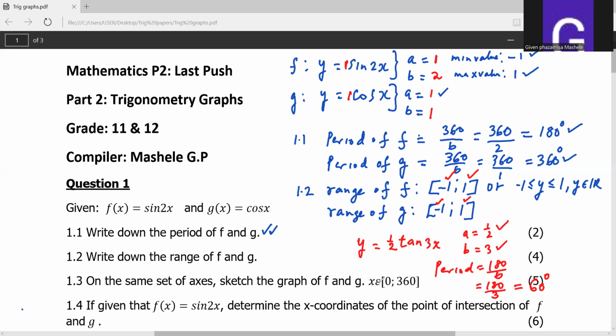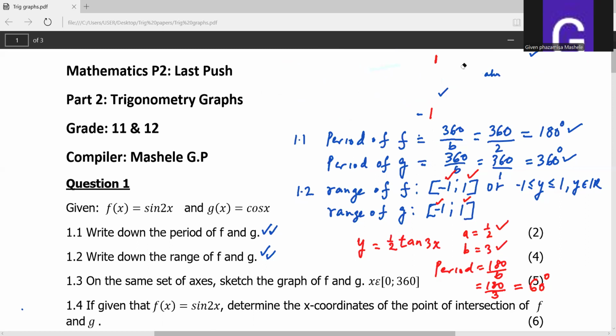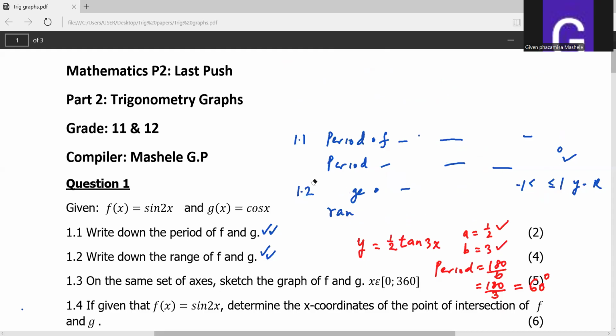But before moving on to the third question, I wanted us to first answer 1.4 because there's something that I wanted to show you here. I wanted us to answer question 1.4 before sketching the graph of 1.3. Let me erase some of the things to create space. I hope you're following. Practice makes perfect. Without wasting time, let me erase this so that we move on.